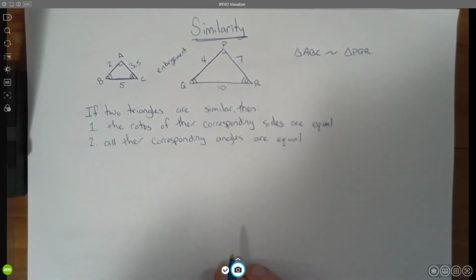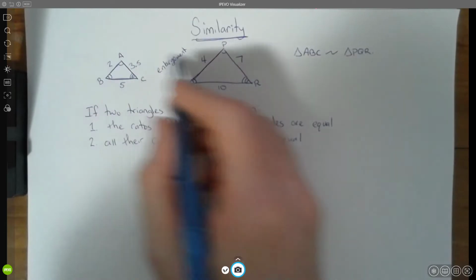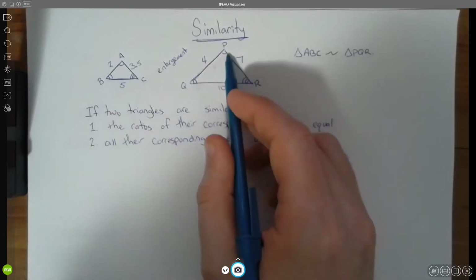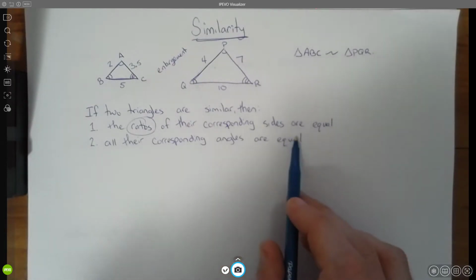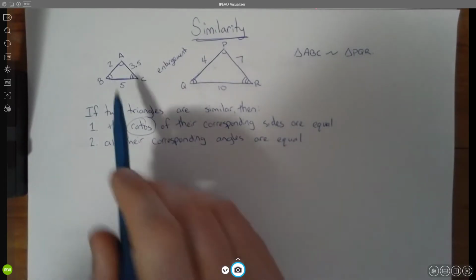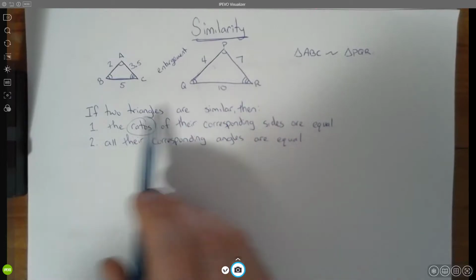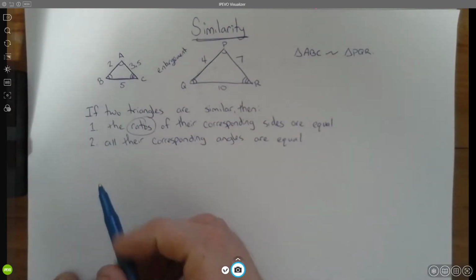of triangle ABC. They are similar triangles, and the ratio of their corresponding sides are all equal. So in other words, this one multiplied by 2 to get to this side, multiplied by 2 to get to this side, and this side multiplied by 2 to get to this side. Those ratios, that multiplying by 2, was consistent. Second, all the corresponding angles are equal. So this is what we've already done in matching things up. We've said that angle A matches angle P, angle B matches Q, and C matches R. And so if these two things are true, then we would say that we have similar triangles.